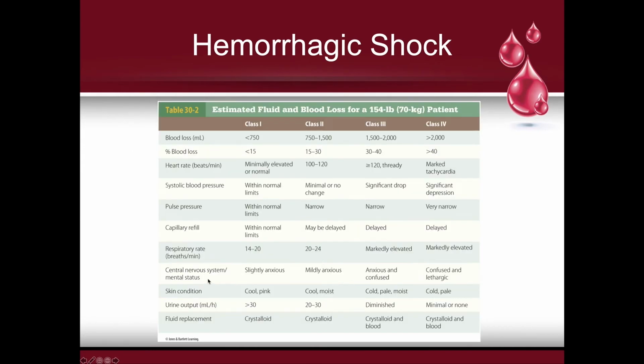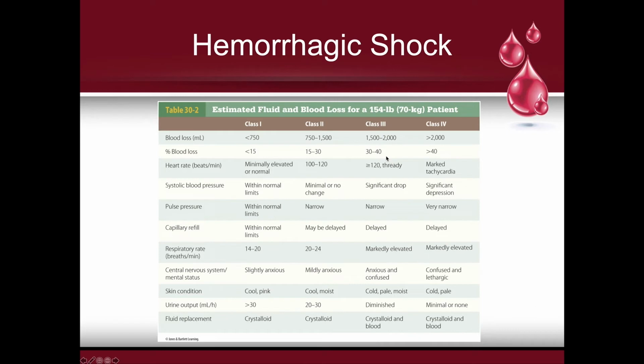They could become a little bit anxious at this point. They're definitely going to start getting a little diaphoretic, with clammy skin, that kind of thing. You're not paying too much attention to urine output if you don't have a Foley catheter in, but you're going to want to start fluid replacement with these patients. Class 3, all right? That's 1.5 to 2 liters of blood loss.